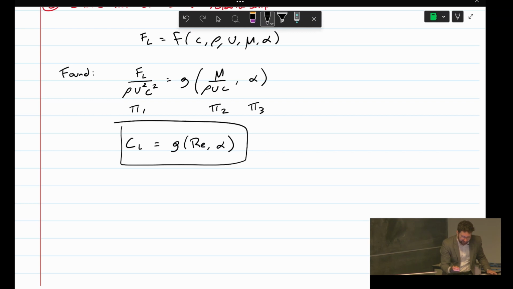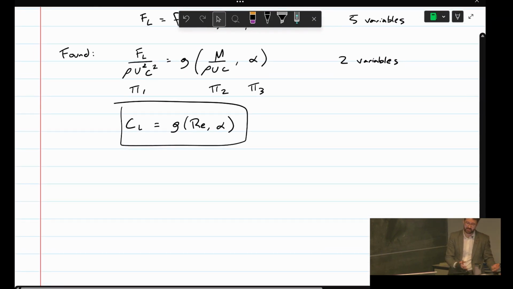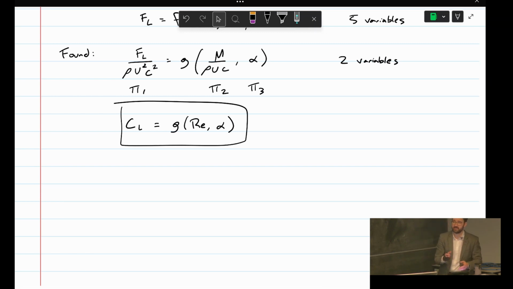So g is just some function, just like f is some function. So we took this basically from 5 variables and distilled it down to 2 variables. And for incompressible flows over a 2D airfoil, this is true. So the only thing that will change your lift coefficient is if your Reynolds number changes or if your angle of attack changes. It doesn't matter if your viscosity and all that stuff changes. As long as those are held constant, you'll get the same lift coefficient.